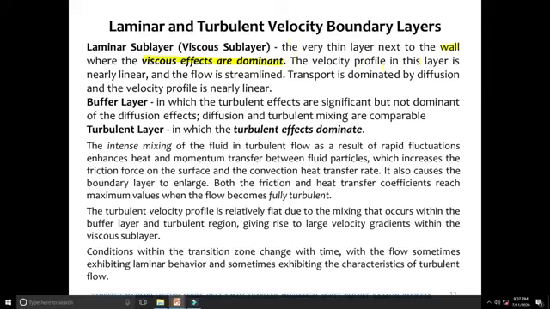And then the velocity profile in this layer is nearly linear, and the flow is streamlined in that laminar sublayer. And then we have this turbulent layer, in which the turbulent effects dominate, and we see that chaotic flow, formation of eddies over there. And in between the two we have this buffer layer.